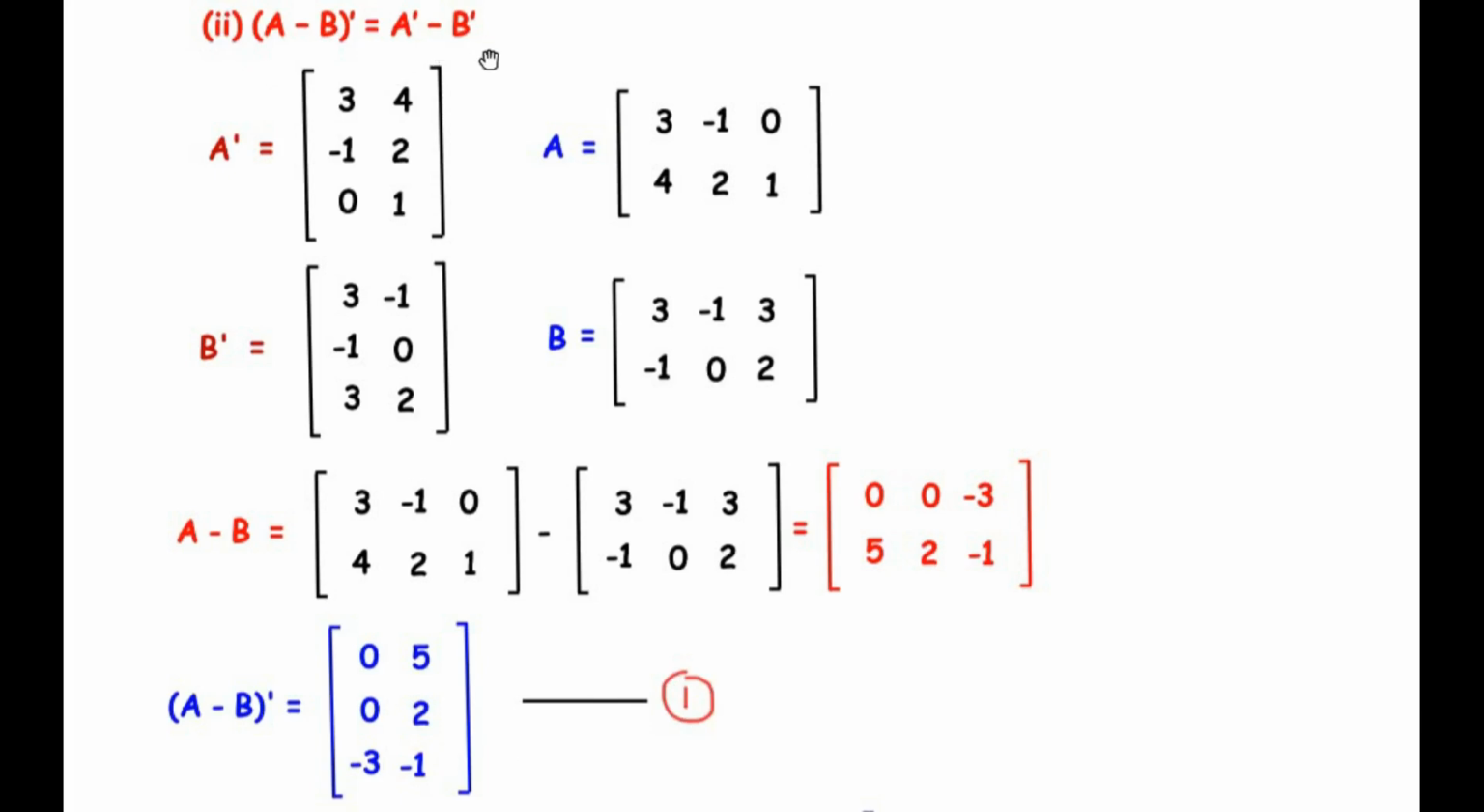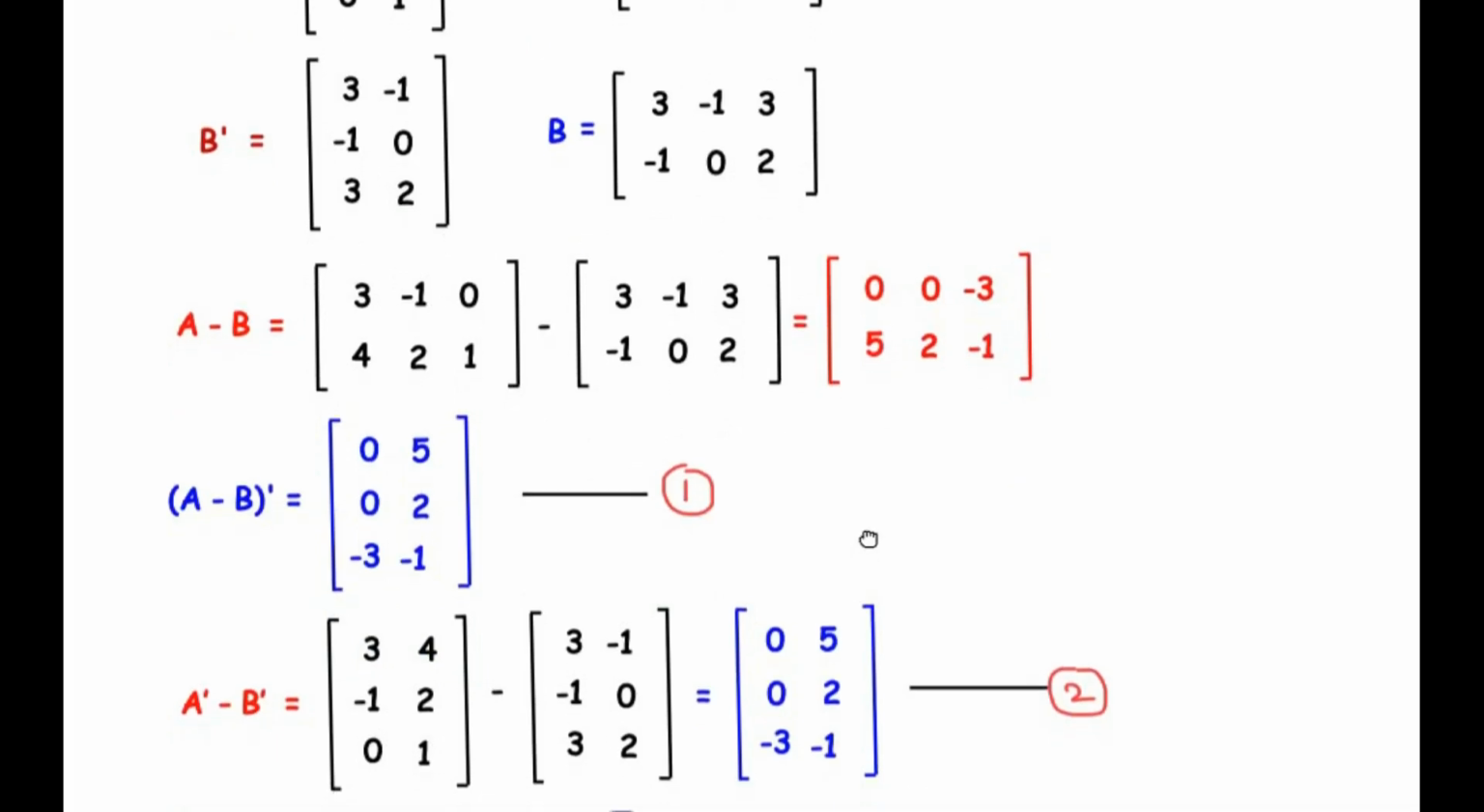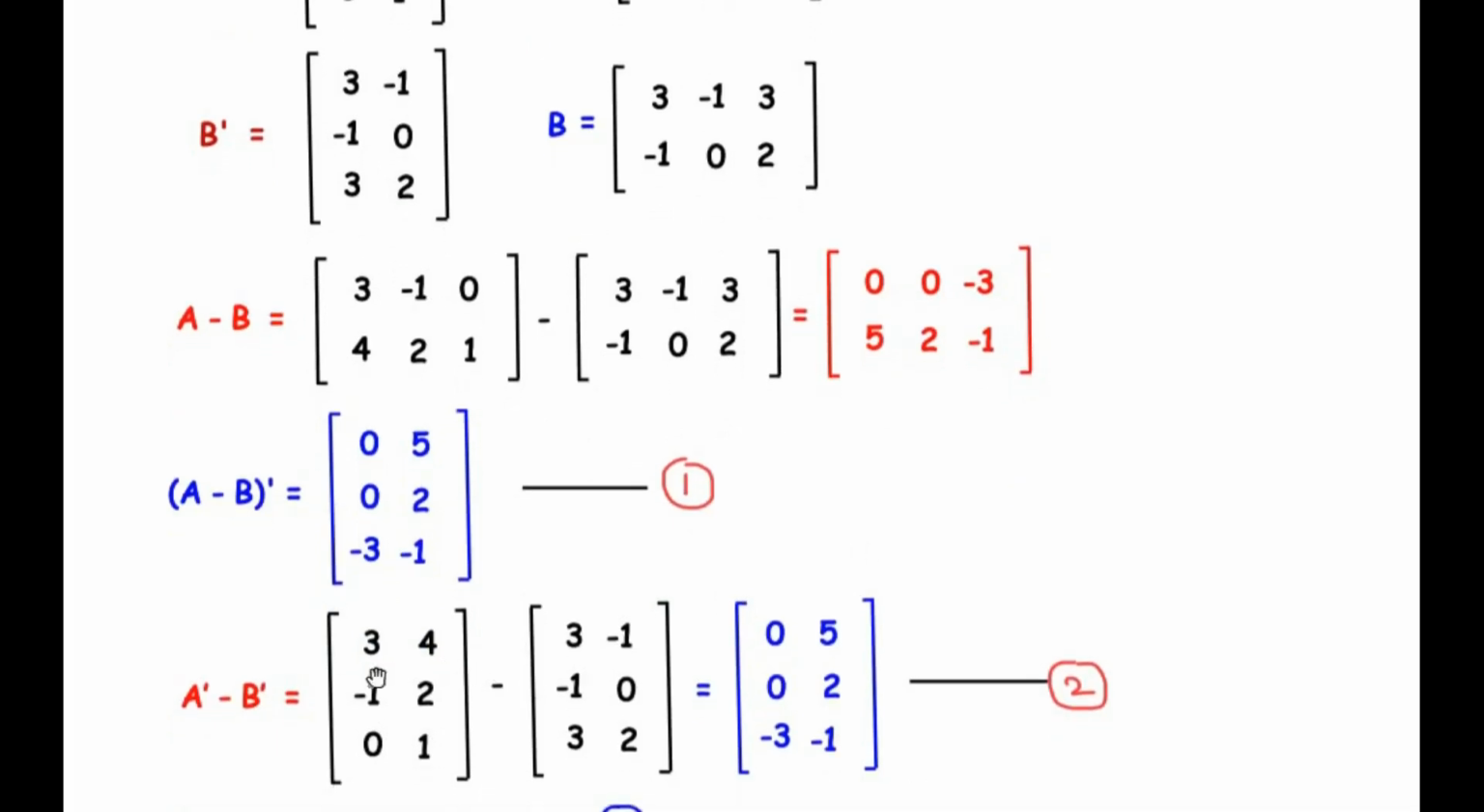Now let us focus on the right hand side, that is A transpose minus B transpose. So here we are going to subtract these two matrices. So here we have written A transpose minus B transpose. Now here also the orders of the matrices are same, that is 3 by 2 and 3 by 2. So element by element subtraction gives us 3 minus 3 is 0.